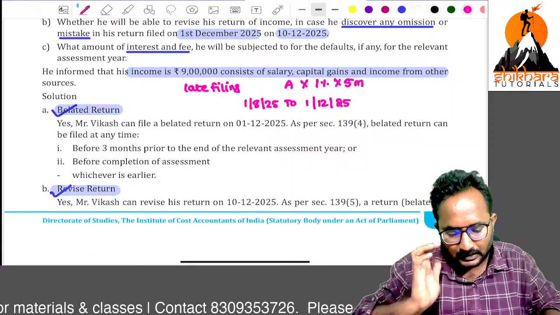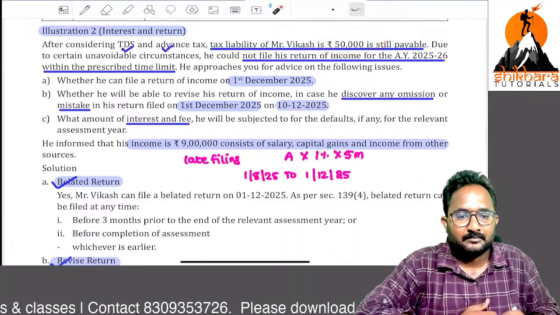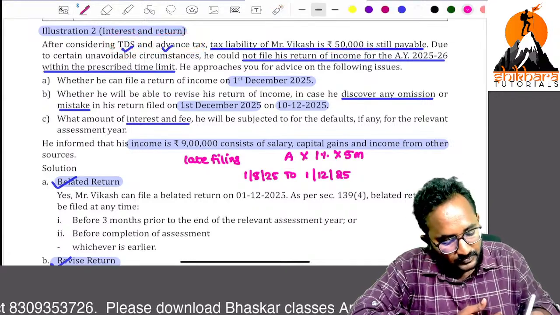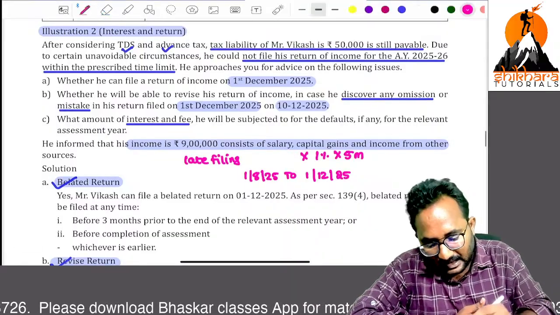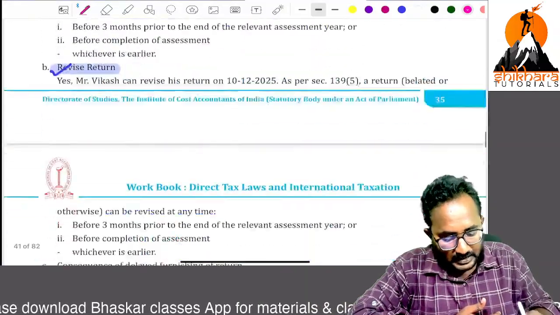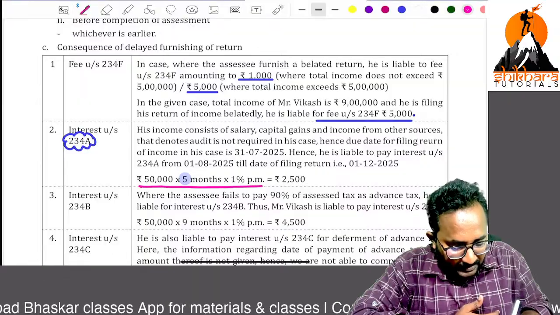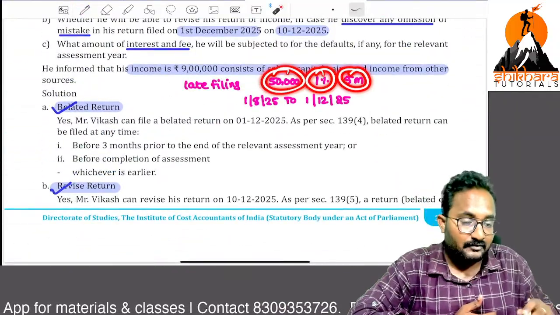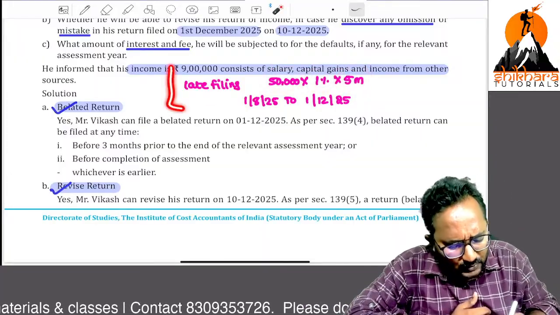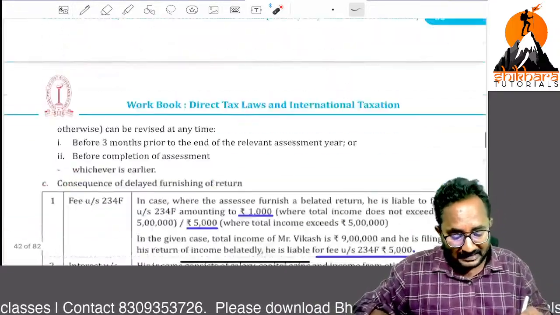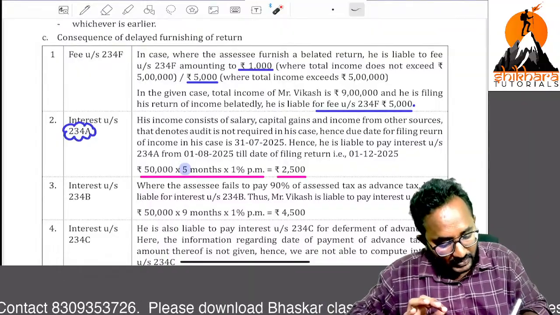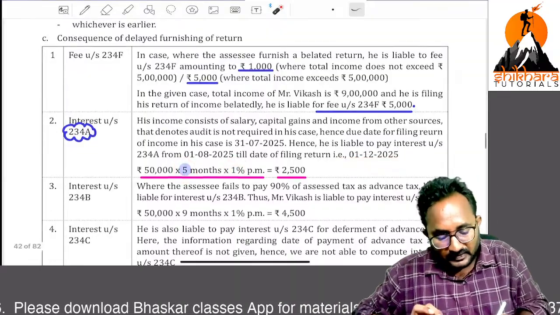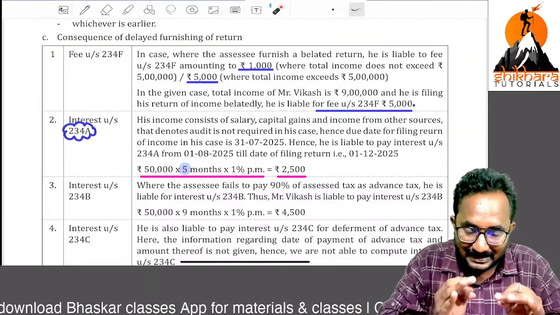The amount is now our target. They have directly given 50,000, the tax payable after reducing the credits. Now you can easily calculate the interest. Please calculate and tell me. 50,000 into 1% into 5 months is 2,500. In your exam you are required to write the amount, the rate of interest, the percentage and the period. If you compute directly like this, it is fine for MCQs, but in the exam you have to write in detail: he filed after the due date, so this many months of delay happened, the rate of interest is 1% per month, and it is calculated on this amount.